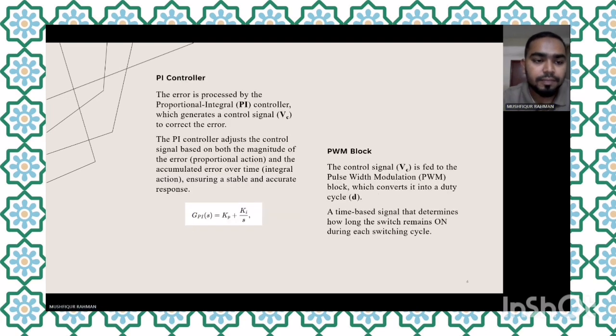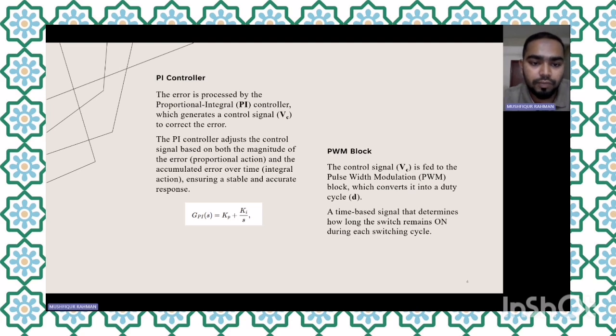Up next, the PI controller. The error is processed by the proportional integral PI controller, which generates a control signal Vc to correct the error. The PI controller adjusts the control signal based on both the magnitude of the error, proportional action, and the accumulated error over time, integral action, ensuring a stable and accurate response. The transfer function of the PI controller is given here. Kp is the proportional gain and Ki is the integral gain.